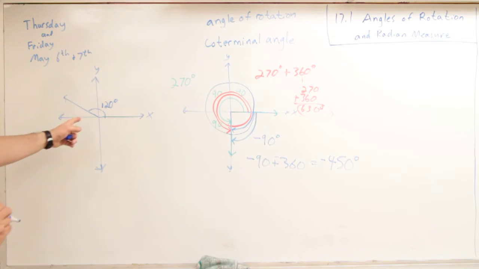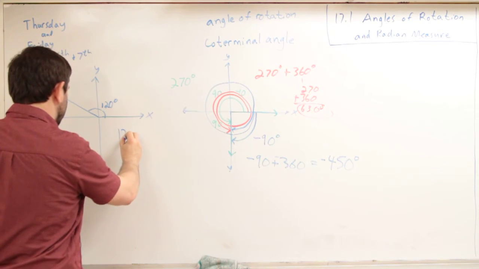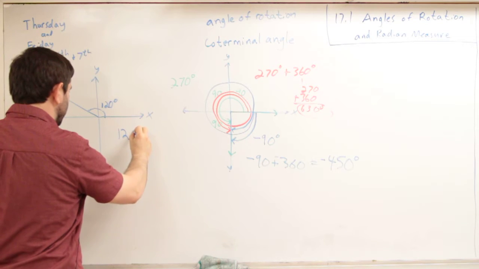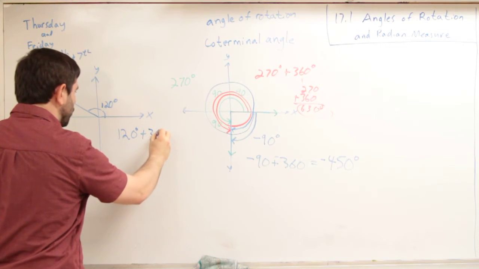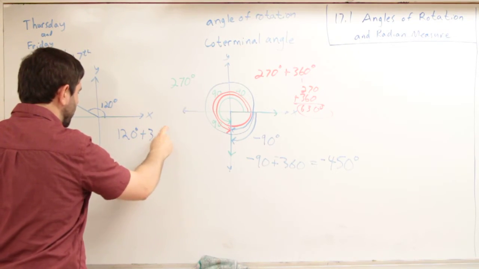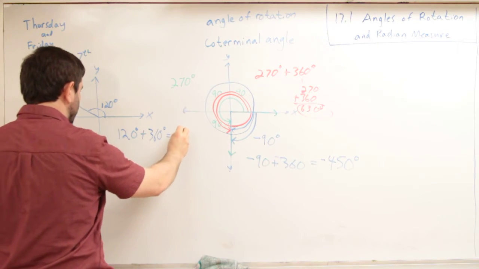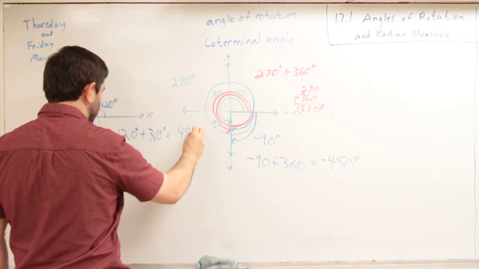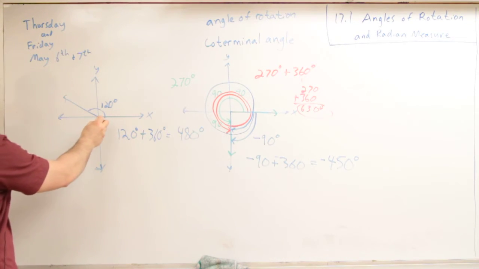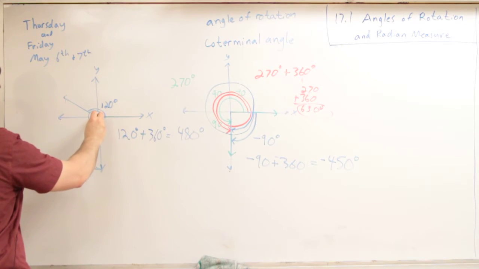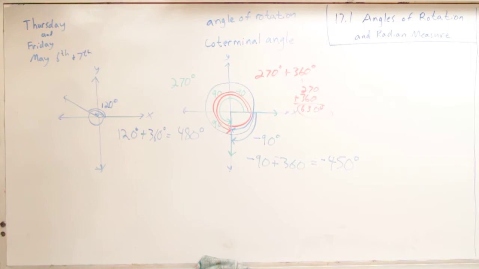Okay, so all we do is take 120 degrees and add, go around one full time. Go around the circle another 360 degrees, and that will give us 480 degrees. Okay, so if we go around like that, we'll get back to our same angle.